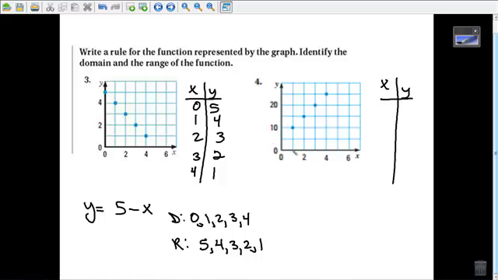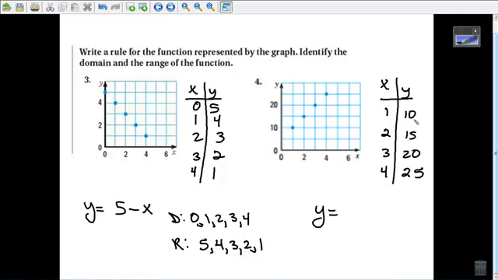And let's see, we have to look at our scale. It appears that the horizontal scale is going by ones and the vertical scale is going by fives. So at 1 we get 10, at 2 we get 15, at 3 we get 20, and at 4 we get 25.